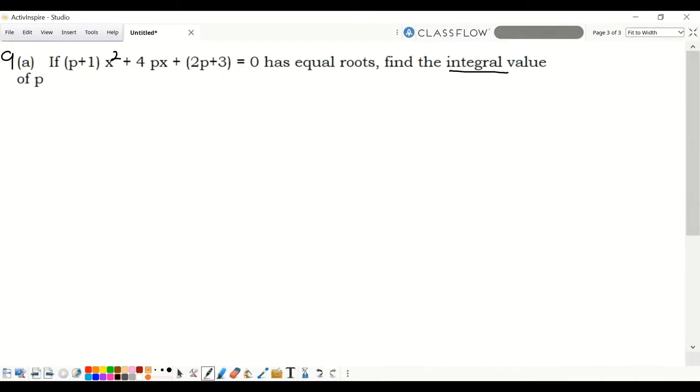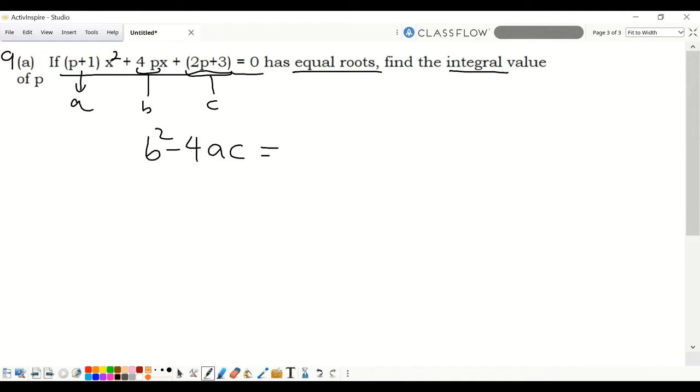So if you notice, this is a quadratic expression of an equation, quadratic equation. And they have put these brackets to indicate to you that this is A, 4p is B, and this 2p plus 3, which has no x, is C. And we are aware for equal roots, B square minus 4AC has to be equal to 0.